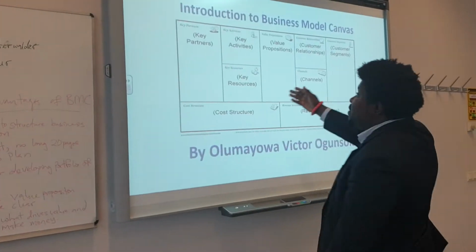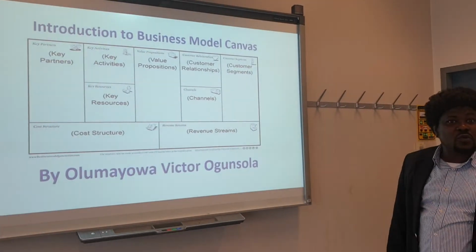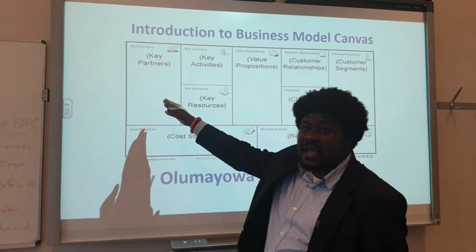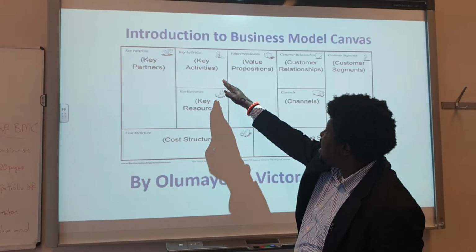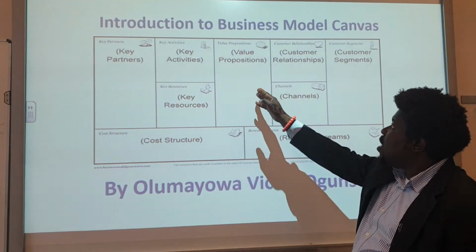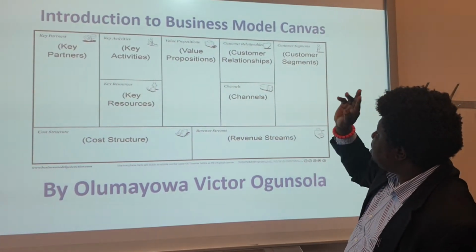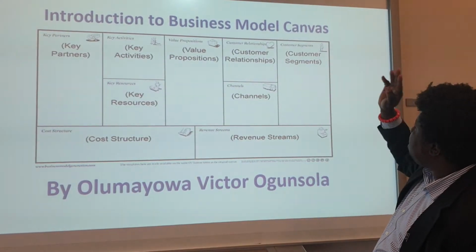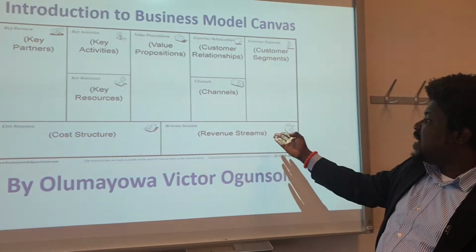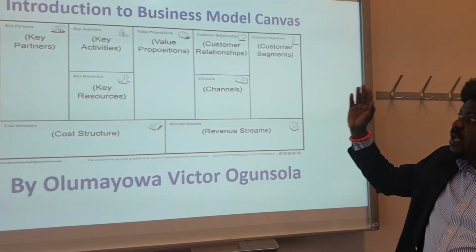Okay. What you have here is a template of the business model canvas. I have said to you that it's 9 segments. Please let's count. Segment 1, key partners. Segment 2, key activities. Segment 3, key resources. Segment 4, value propositions. Segment 5, customer relationships. Segment 6, channels. Segment 7, customer segments. Segment 8, cost structure. And segment 9, revenue streams. Ladies and gentlemen, 9 segments of the business model canvas.